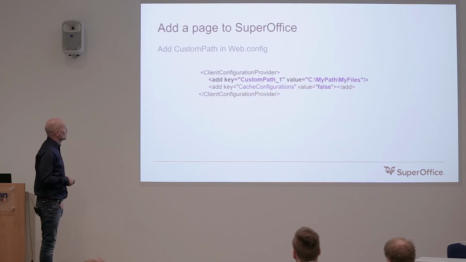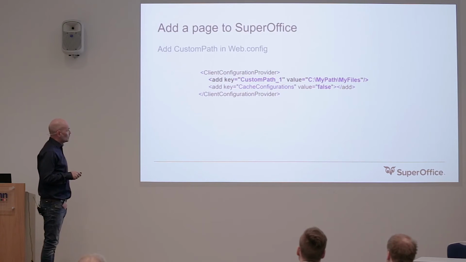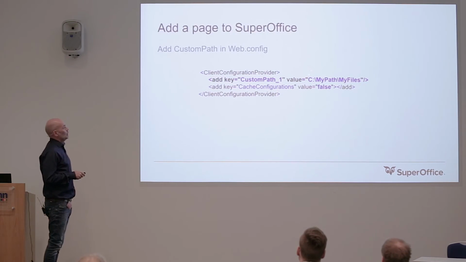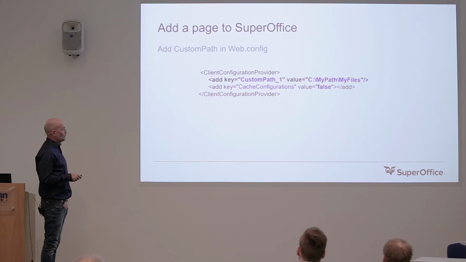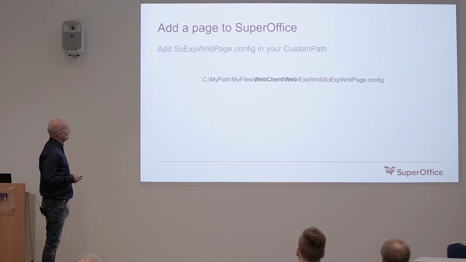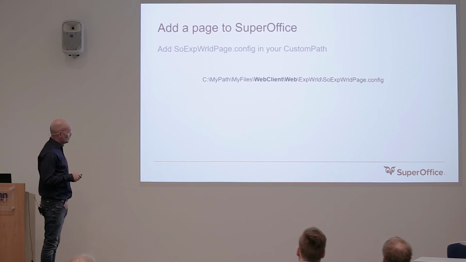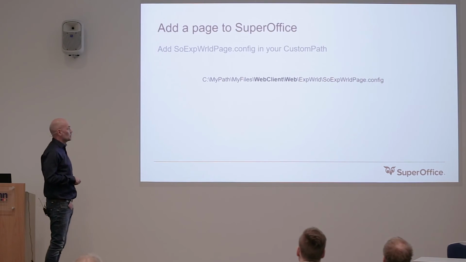which you also add in your custom path. So in the web config, you will put in the client configuration provider section, you add a key with custom path, whatever, to where you have your custom files. During development, I highly recommend that you put cache configuration false, so you don't have to flush all the time. Yep. And the new page you made, you put in that folder under web client, web, and then your page configuration.